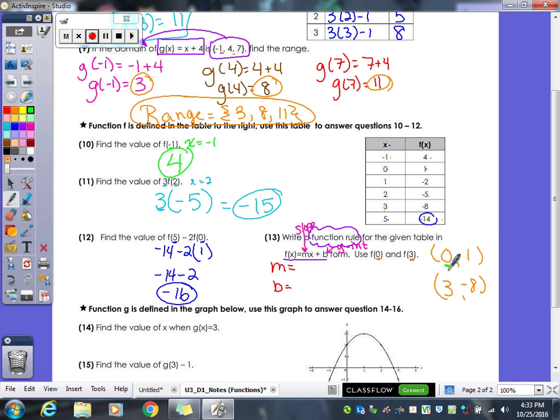Now if you remember, when x is 0, that y value is your y-intercept. So we know our y-intercept is a 1. We already have it from one of the points. They kind of gave that to us. We need to calculate our slope. So y2 minus y1 over x2 minus x1. So that gives me negative 9 over 3, which reduces to negative 3. So now we can go ahead and write our function rule. F of x equals negative 3x plus 1.